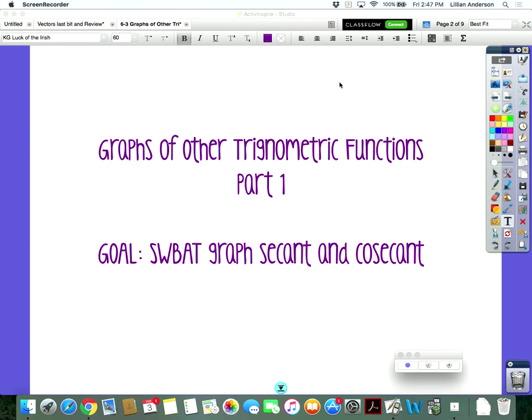Okay, so today we are graphing a few of the other trig functions. That's why it's called part 1. We are going to be able to graph secant and cosecant. Secant and cosecant are the reciprocals of sine and cosine. Secant goes with which one? Cosine. And cosecant with sine. And by that, the reciprocal means that basically their points are going to be flipped.